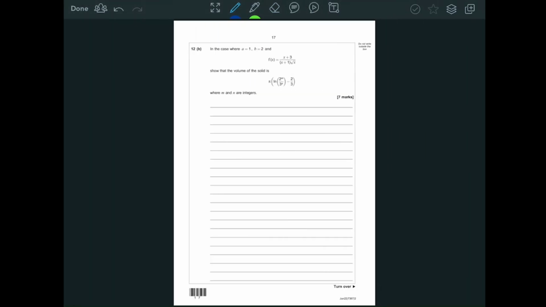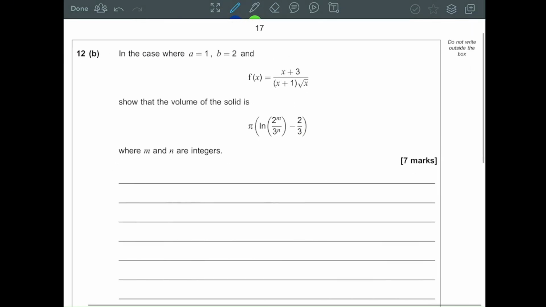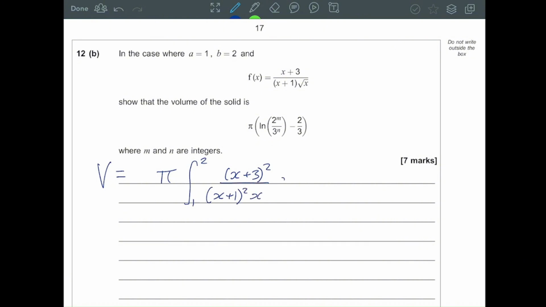We presumably now need to use this. In the case where a is 1, b is 2, and f of x is that nonsense, show that the volume of the solid is given by... Okay, 7 marks, and looks like quite rightly, that looks like a horrible integral that we're going to have to do, but let's just do it. So V equals pi times the integral between 1 and 2 of (x plus 3) squared over (x plus 1) squared x dx. So I've just subbed in what I want into there.